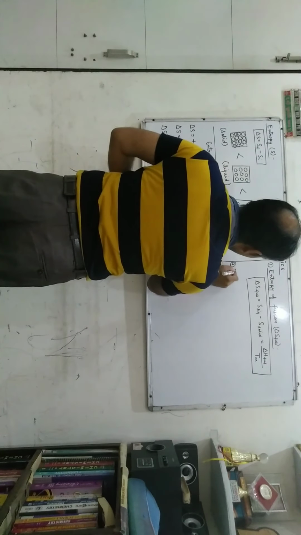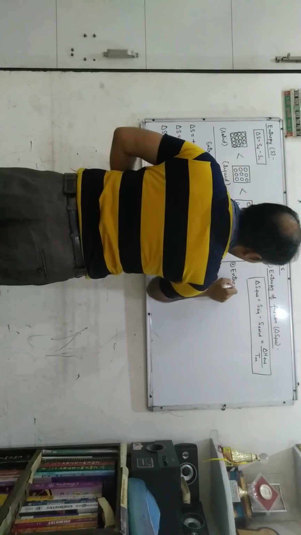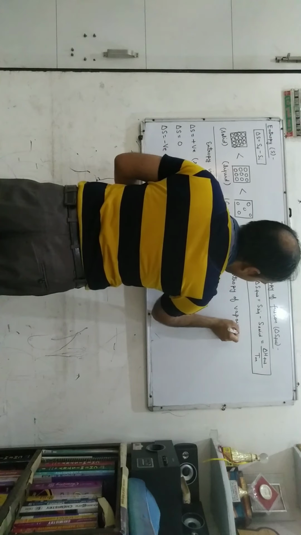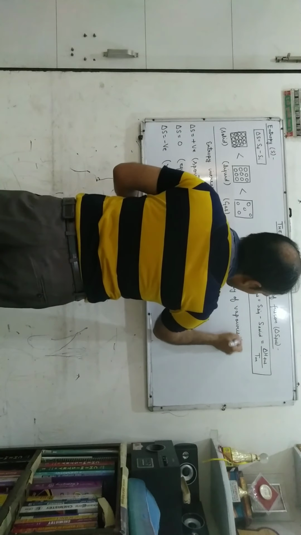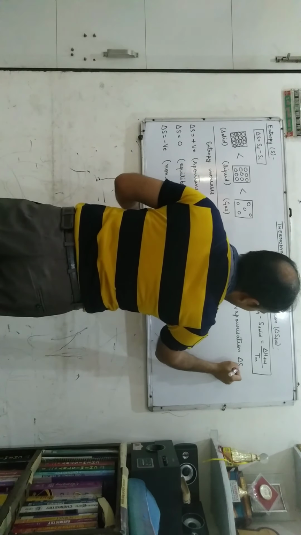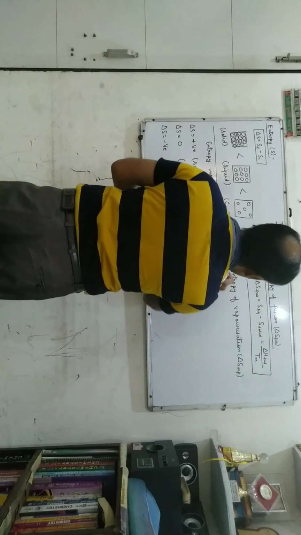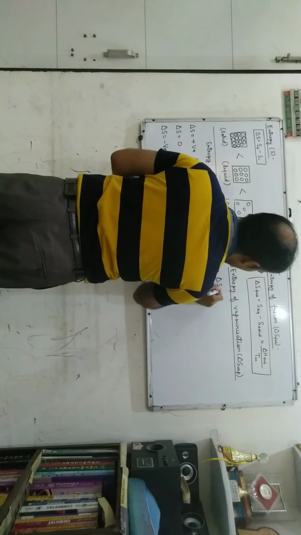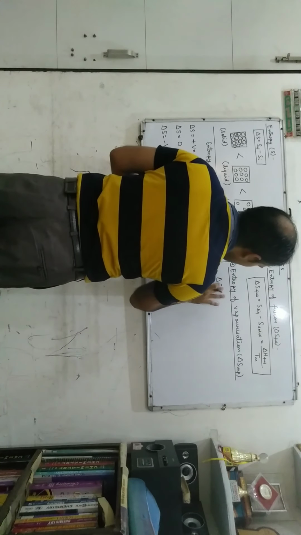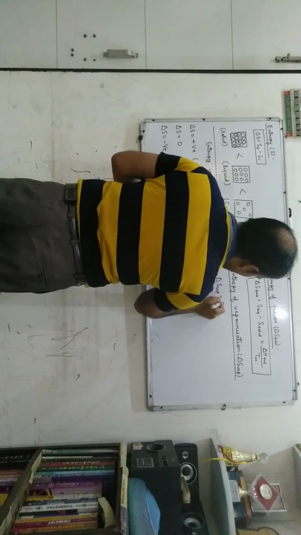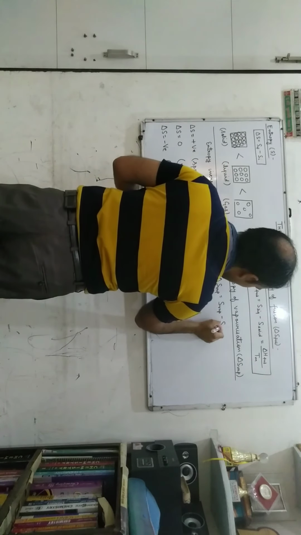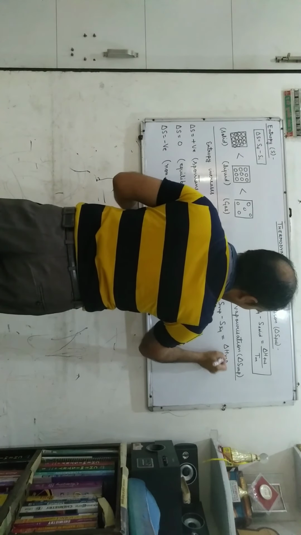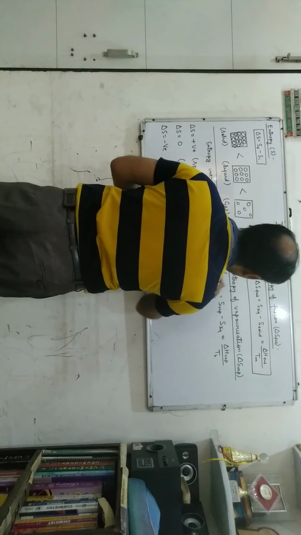Now let us consider the second one. It is the entropy of vaporization. Entropy of vaporization is indicated by letter delta S vap. It is the entropy change when 1 mole of liquid changes into gaseous state at the boiling temperature. That is, delta S vap is equal to S vap minus S liquid, or we can write it delta H vap upon Tb. Here Tb is the boiling temperature.